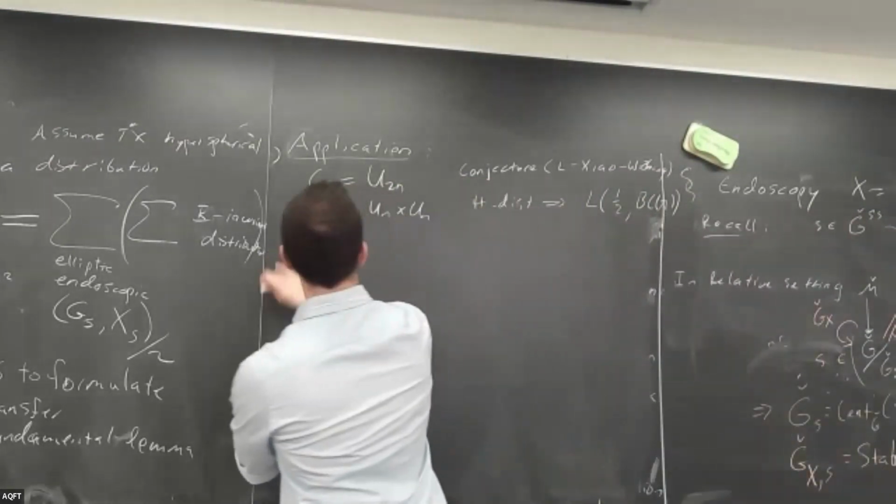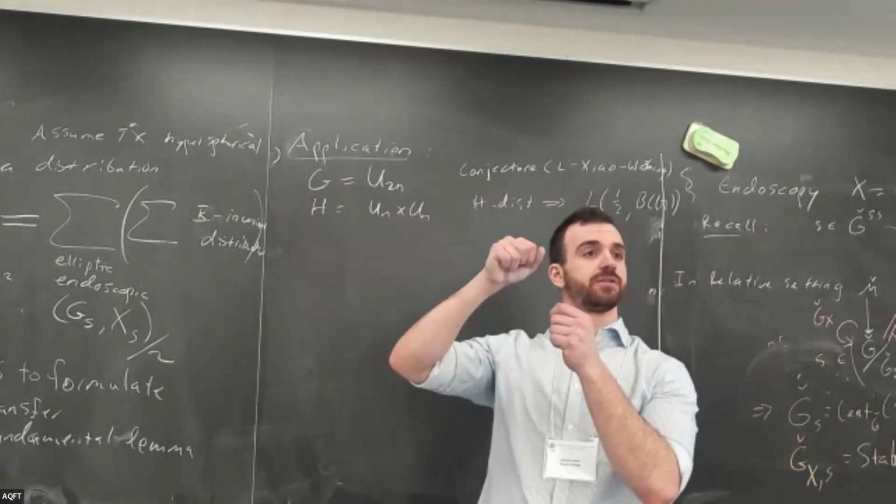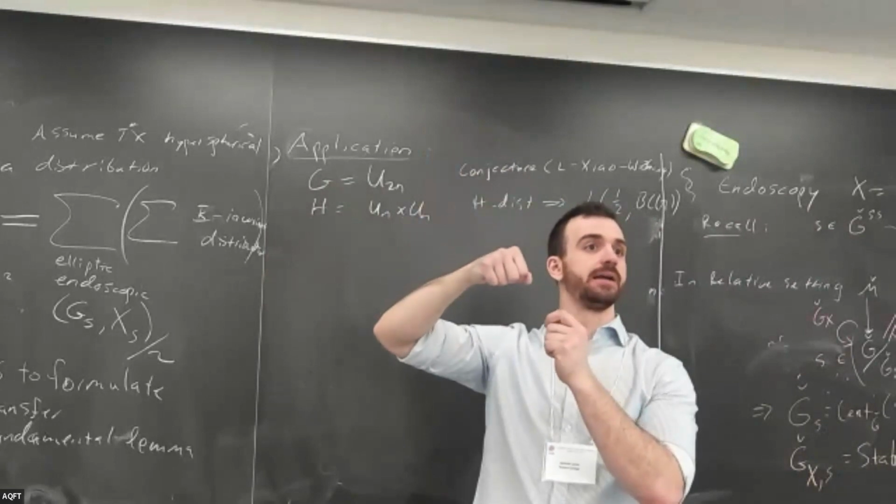Which base change is that? Excuse me? Which base change is that? This is stable base change from the unitary group to GL over the quadratic extension used to define the unitary group.